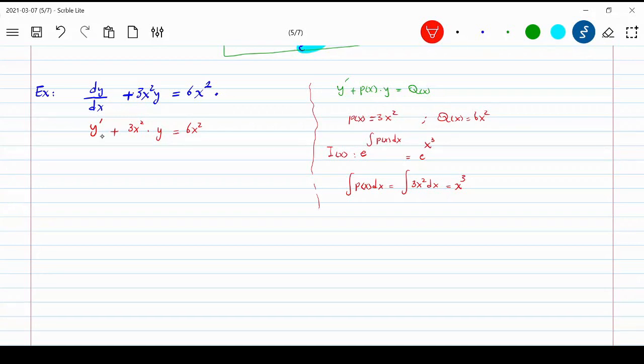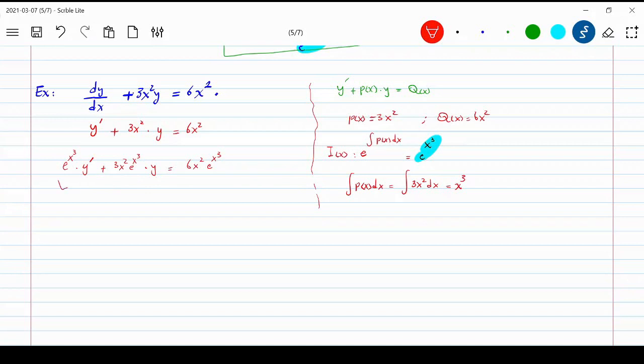Okay, so what we can do is we multiply this integration factor on both sides of the equation. If I multiply that to both sides of the equation, what I get on the left side is e to the power x cubed times y prime plus 3x squared e to the power x cubed times y, and on the right hand side I get 6x squared e to the power x cubed.